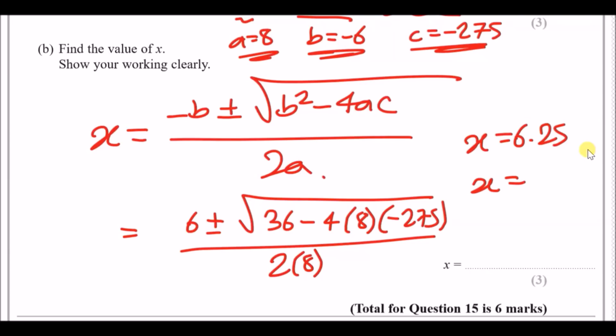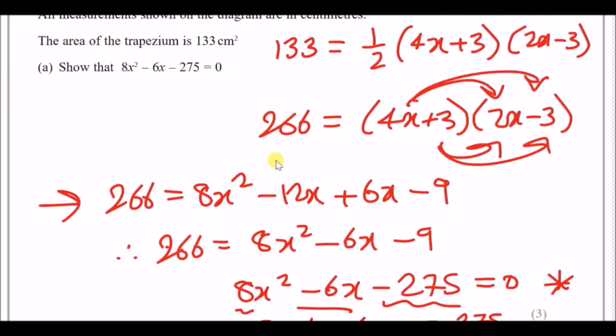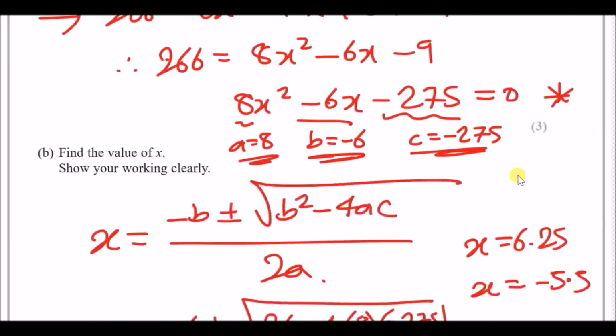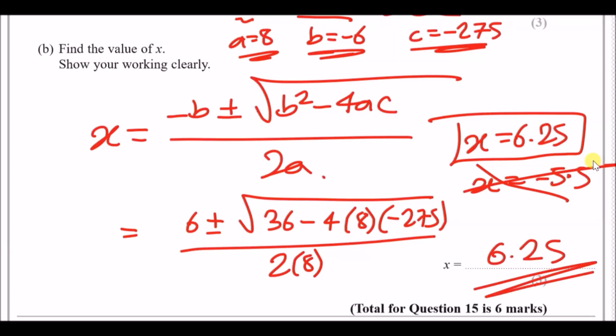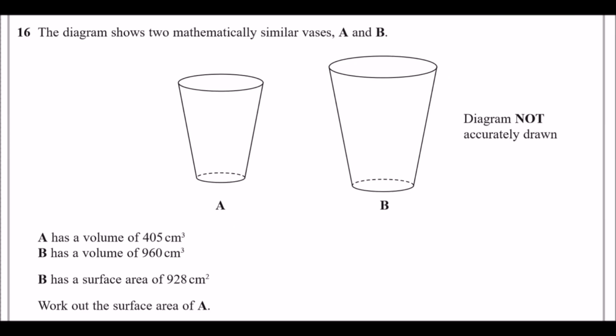minus 5.5. So only one answer is correct because it says find the value of x, i.e. singular, yeah? And because we're working with lengths, the only reasonable answer would be the positive value because you can't have negative lengths. So it'll be 6.25. That's it, guys.